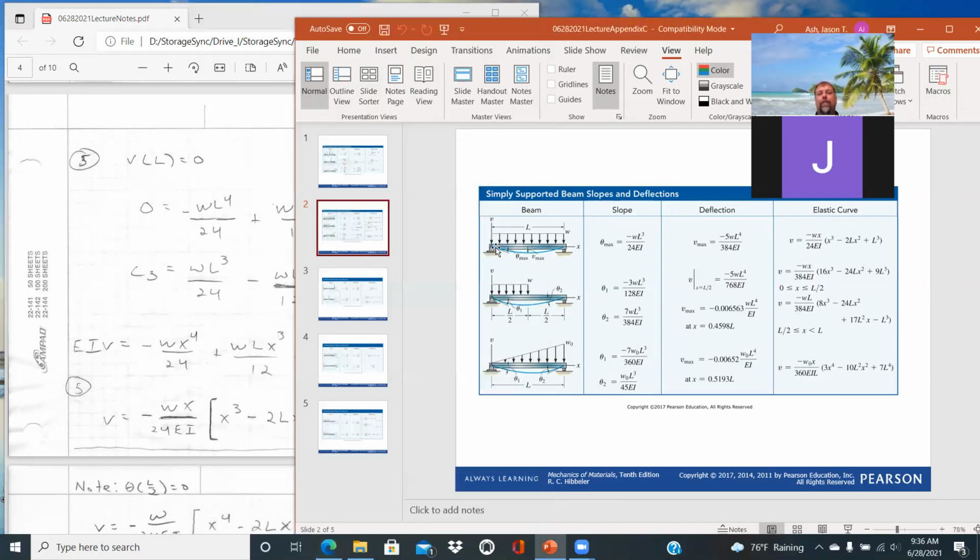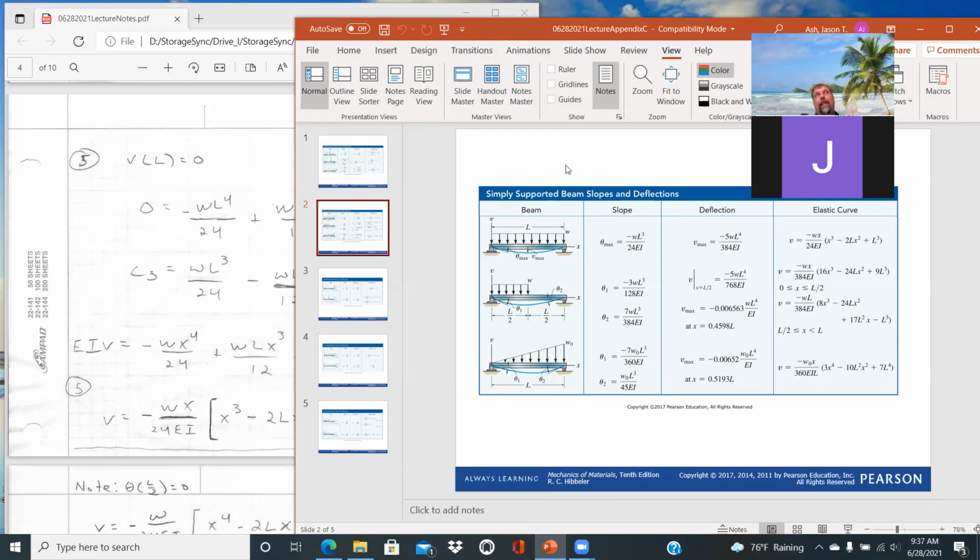And the maximum slope would occur at the left and the right edges. The left-hand side would be a negative value, minus WL cubed over 24 EI. And that would make that a positive WL cubed over 24 EI on the right-hand side, sloping upward to the right.